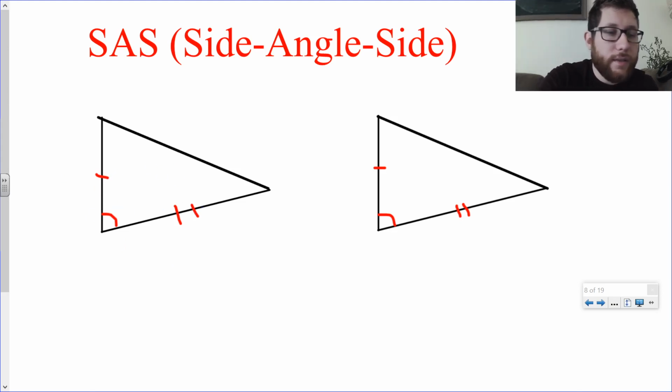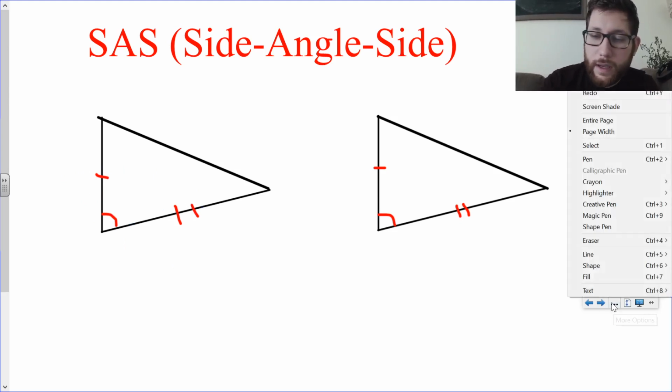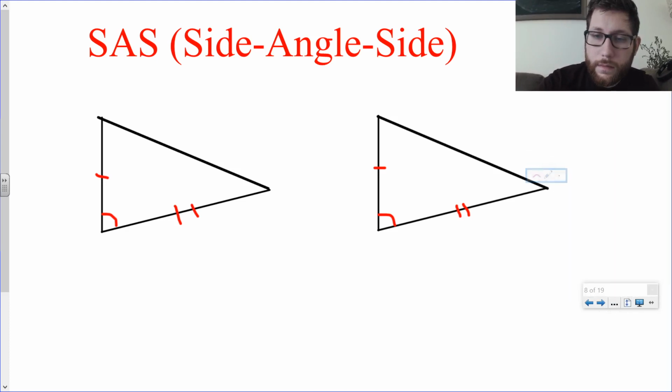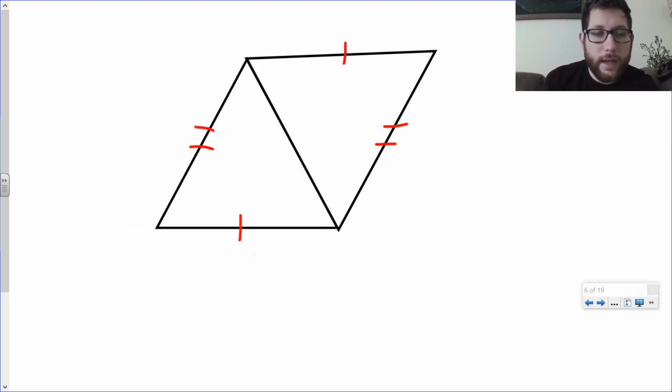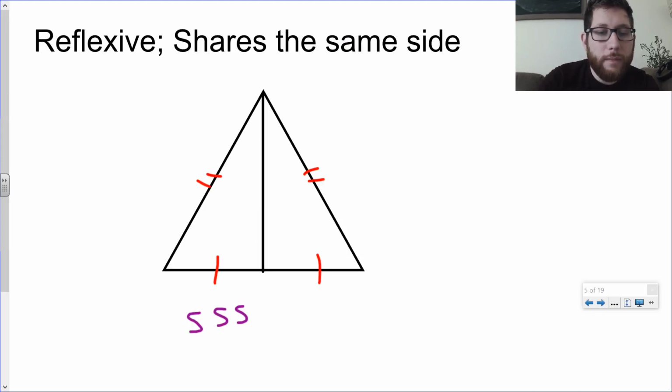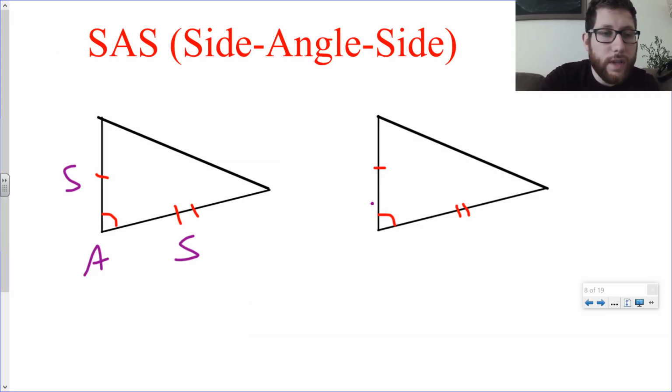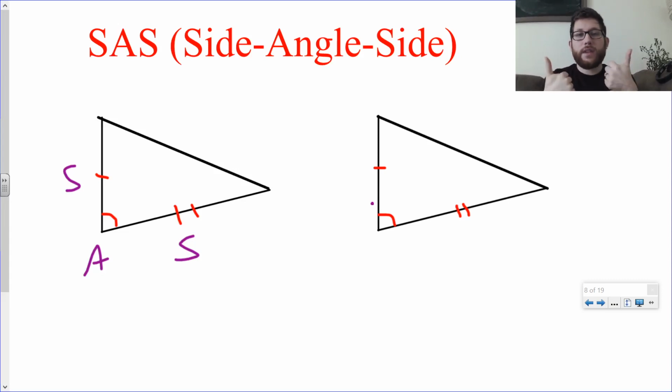Now I would count it like this. I've got a side, I've got an angle, I've got a side. Notice, I'm not counting these across the triangles. If we go back to the side, side, side example, I'm not counting across triangles. I stay on one triangle when I'm counting these. So if I have side, angle, side, and a matching side, angle, side, thumbs up, those are going to be congruent triangles.